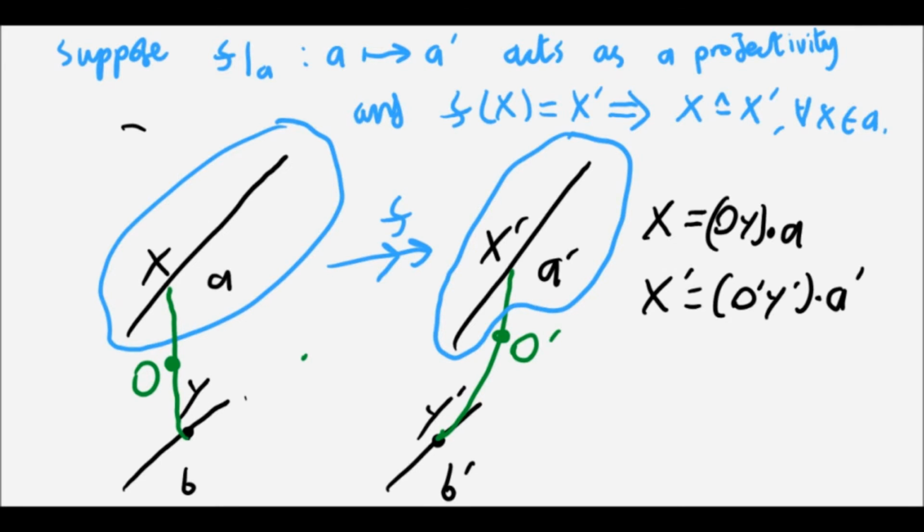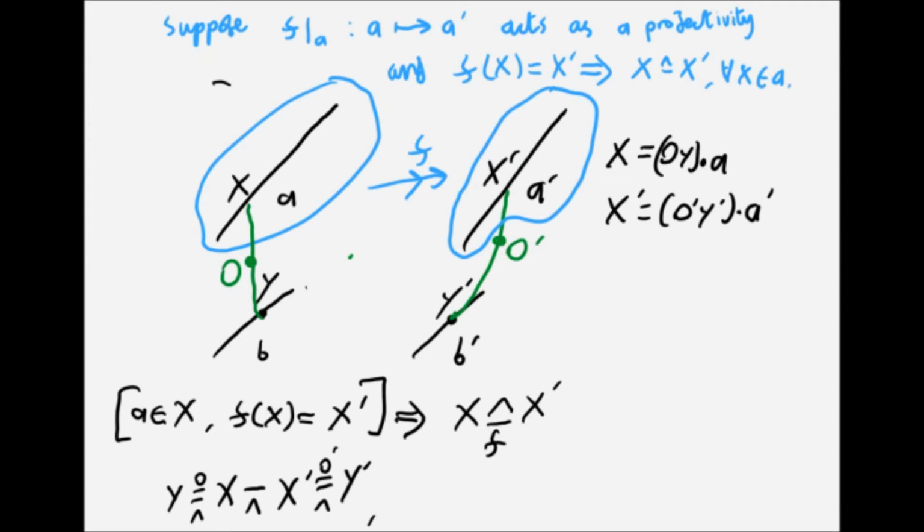Now, this line OY is going to intersect our line A, the one that gets projectively transformed. It's going to intersect that line somewhere. So let's say it intersects it at a point X. So it follows then that the corresponding line, O dash Y dash, has to intersect this line A dash at some point X dash. So O dash Y dash has to intersect A dash at X dash.